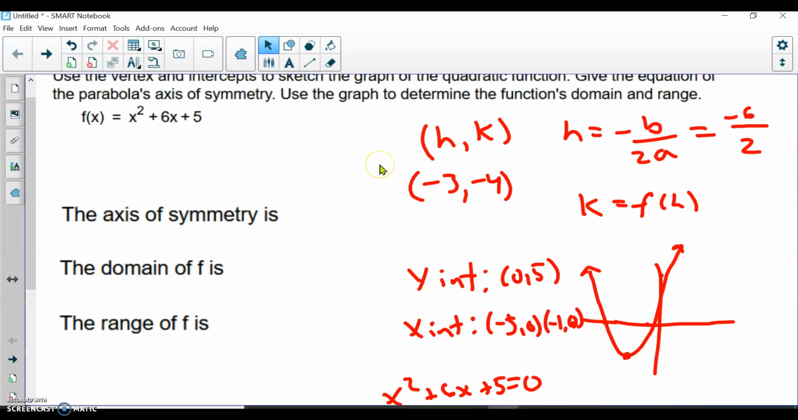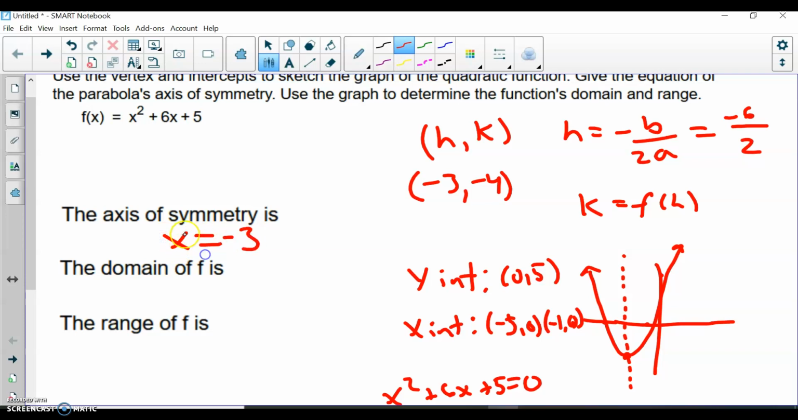All that's left is the axis of symmetry. The axis of symmetry is just the vertical line that divides the parabola in half symmetrically. So it's always going to be x equals whatever h is. In this case, our h was negative 3, the x component of the vertex. So the axis of symmetry is the equation x equals negative 3. You need the x equals part in there.